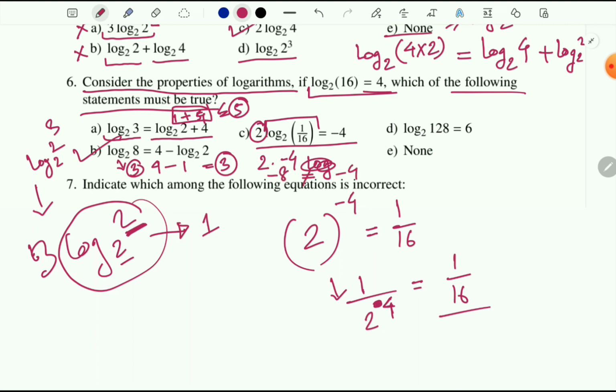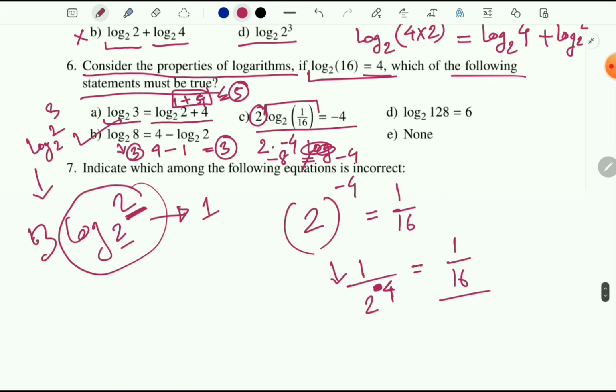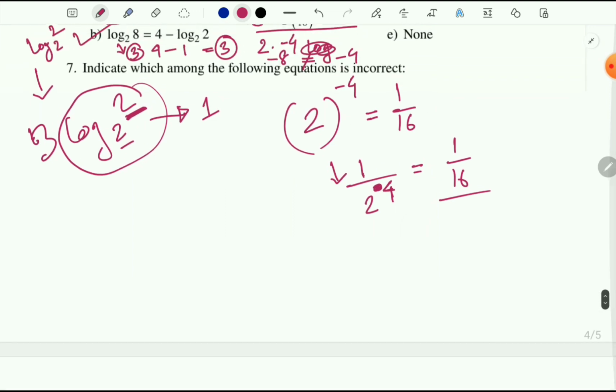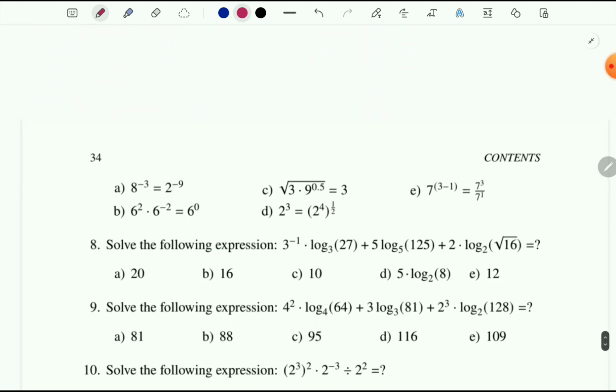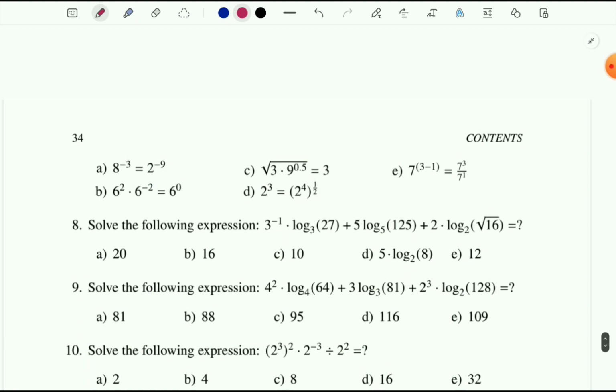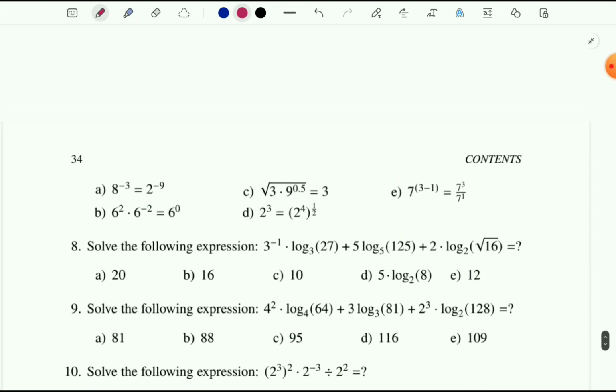Okay, next problem. Indicate which among the following equations is incorrect. So here we have to find out the incorrect equation. All options we have to check one by one to see which one is correct. So let's start with option A.